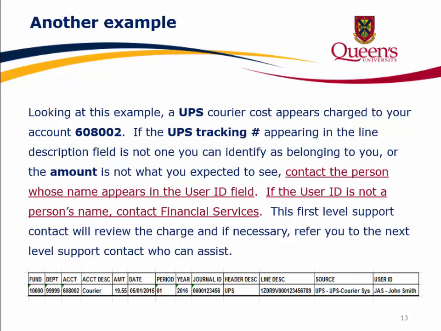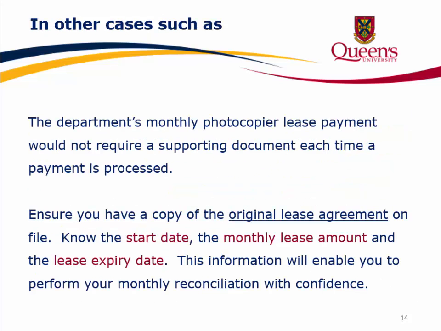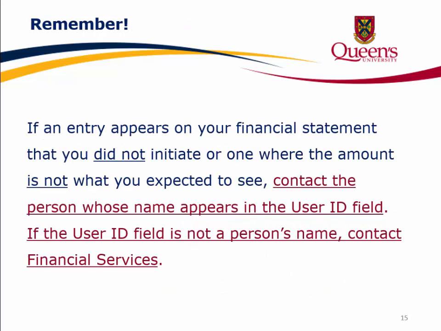In other cases, such as the department's monthly photocopier lease payment would not require a supporting document each time a payment is processed. In this case, you would ensure you have a copy of the original lease agreement on file, know the start date, the monthly lease amount, and the lease expiry date. This information will enable you to perform your monthly reconciliation with confidence. Remember, if an entry appears on your financial statement that you did not initiate, or one where the amount is not what you expected to see, contact the person whose name appears in the user ID field. If the user ID field is not a person's name, contact Financial Services.